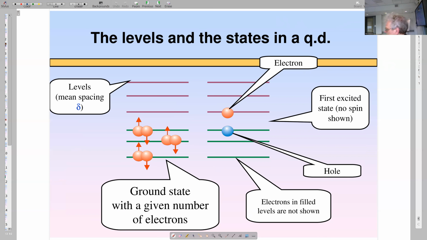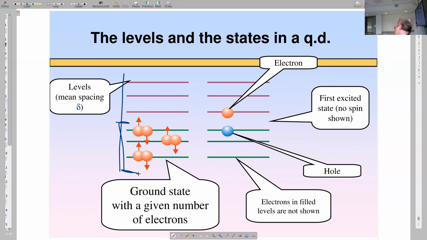Right, so I just took an example of a dot with 6 spin-degenerate levels. And I put a certain number of electrons. I could put 8, but I decided on 6. That's a ground state. So green levels are filled.